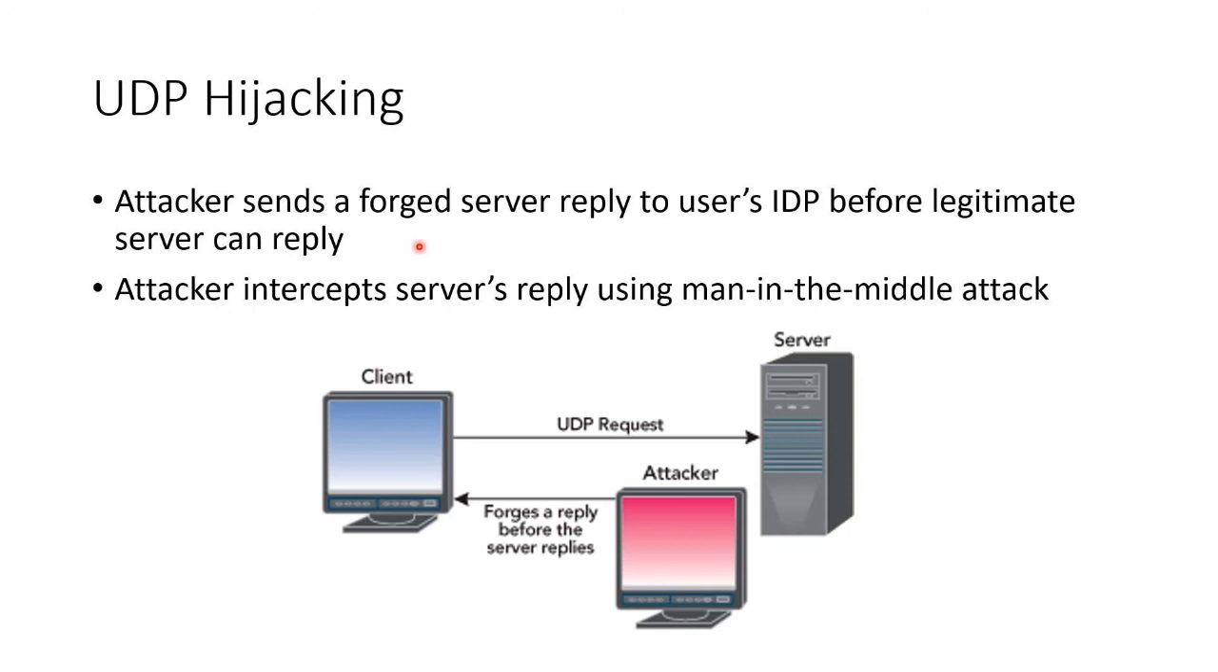UDP hijacking, this is a lot easier because there's no session, but it's hard to do in some ways. You have a client. They make a normal UDP request to the server. What we have to do is quickly send a reply that's bogus before the server has a chance to. It's easier in that we don't have to take over anybody's three-way handshake. It's harder in that we have to sneak in there before the legitimate server responds normally. So that's UDP hijacking.